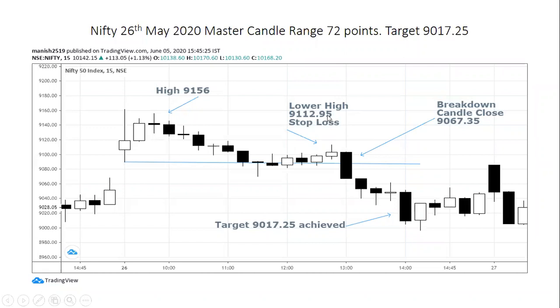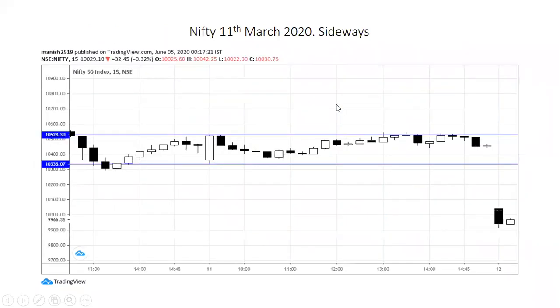Keep stop loss 9113. So guys, point to note down here is when you are going for a short trade, your stop loss can be lower high. For long trade, it was higher low. For short trade, it will be lower high. So this is entry, this is stop loss, and this is the target. Please remember, for all short trades, you can follow lower high as your stop loss.